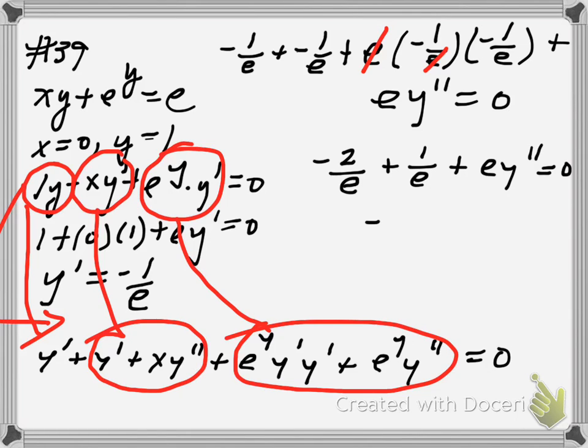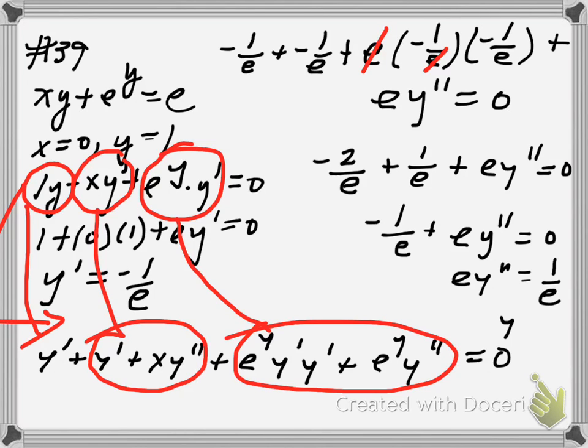Combine like terms again, you get negative 1 over e plus e times y double prime. Solving for y double prime, you got e times y double prime is equal to 1 over e. Dividing both sides by e, you get y double prime is equal to 1 over e squared. So I hope you were able to follow along with that.